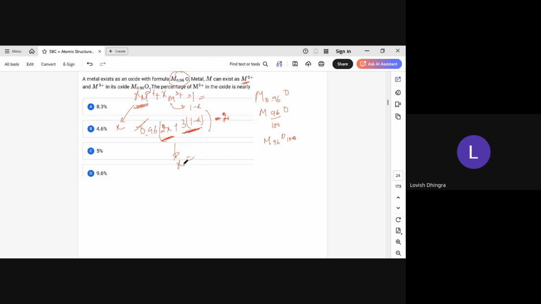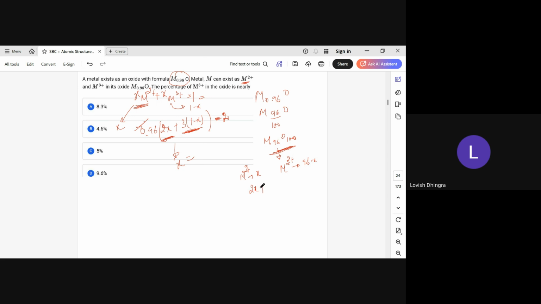Is this clear to everyone? Yes. Okay. The other method also, I think the same way you can proceed. 96 is the total number of atoms of M. Clear. So you assume x for your 2 plus charge. M2 positive, suppose it is x. And M3 positive, suppose it is 96 minus x, because total it is 96.